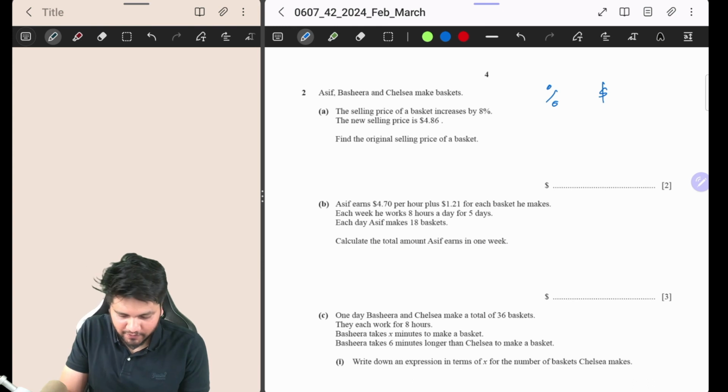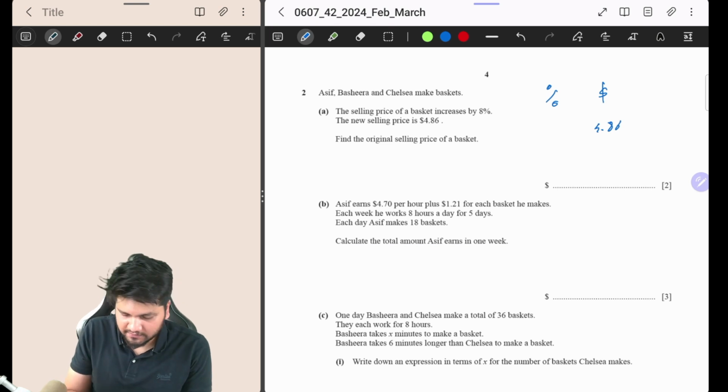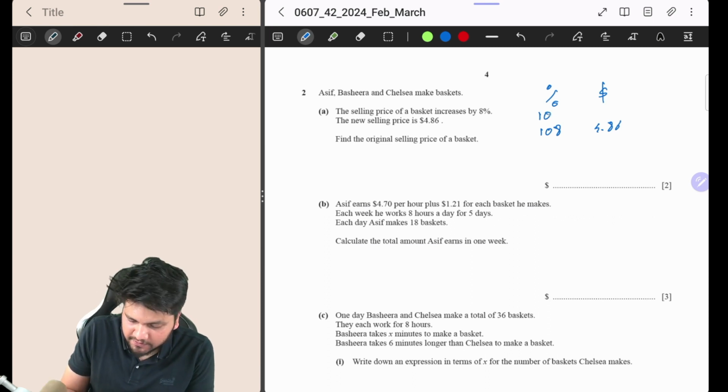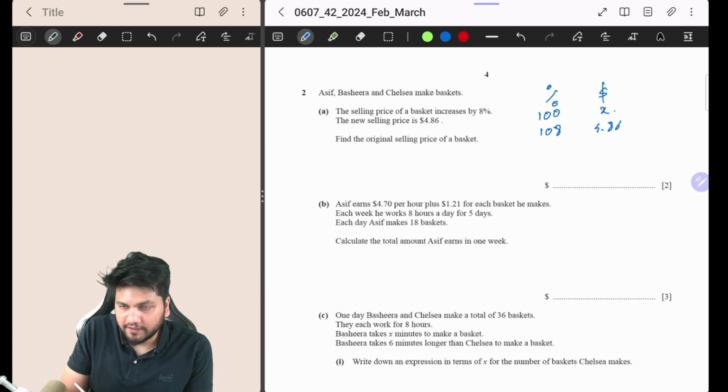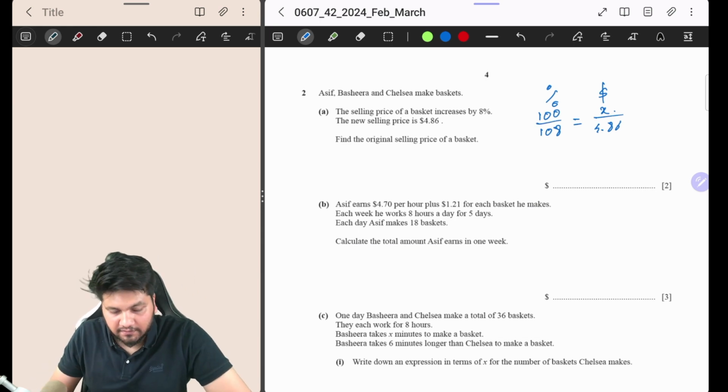Now here, all you have to do is that the new selling price is 4.86. So whatever is given, we'll write it in the second line. So 4.86, and that is 108%. We need to find the original 100%. So 100% is going to be x. Now all you have to do is you just have to do it like this. See, I'll tell you what exactly I mean by comparing quantities.